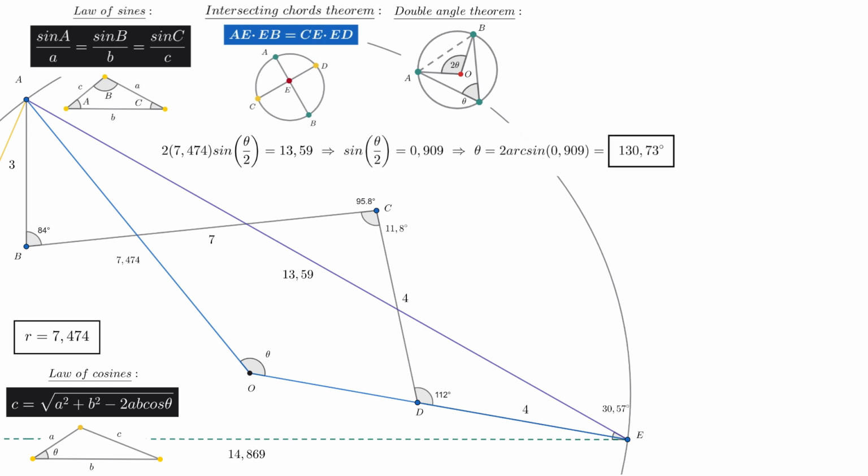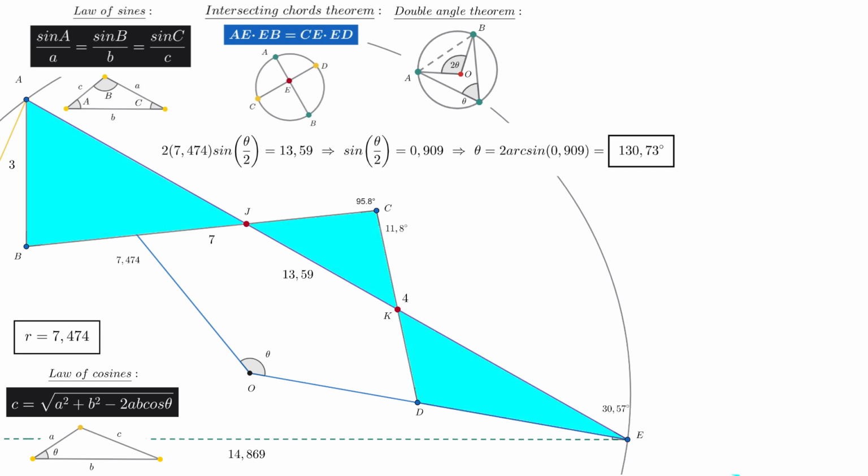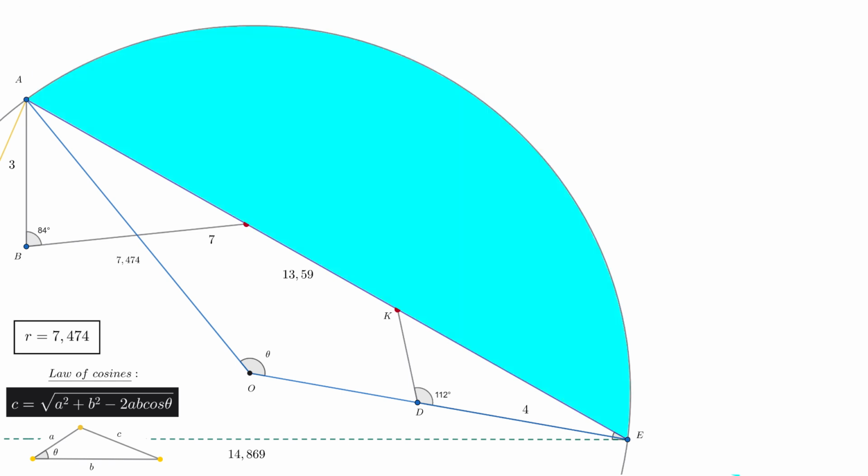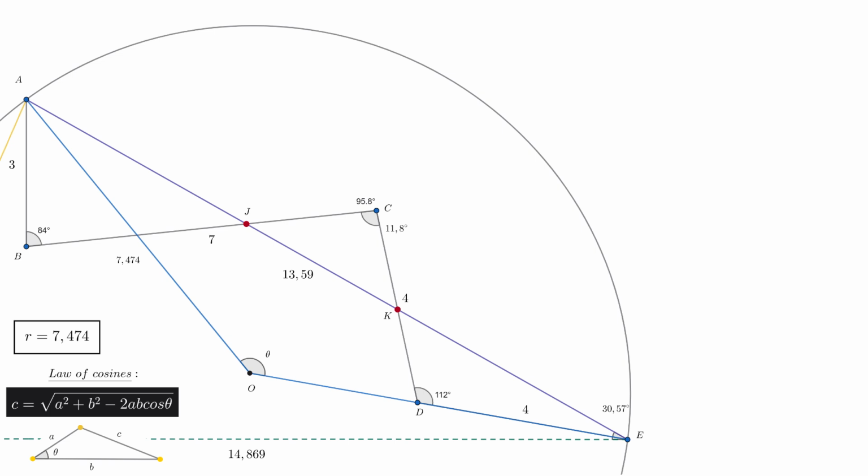We're on the last stretch, my friends. Please bear with me. Now we have to find the area of these three triangles here. We'll call them ABJ, CJK, and DEK. And the area of this circle segment that's enclosed by the chord AE, which is the easy part.